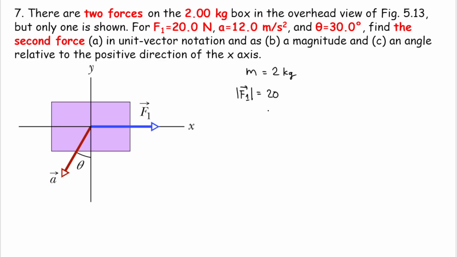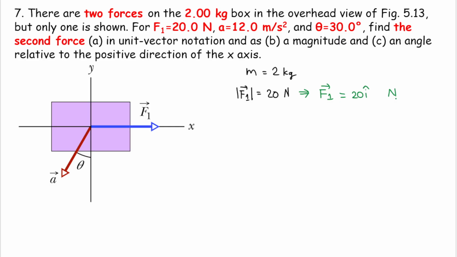Okay, but we can also write this in unit vector notation, right? Because we need to calculate F2 later, so I will need to write this in unit vector notation. F1 here, because it's only pointing along the x-axis in the positive direction, we only have the i, right? So I will have F1 in unit vector notation as 20 Newton in the i direction, like this. And the unit here will be Newton.